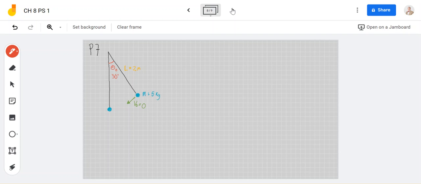So this problem is challenging because the geometry is not obvious. So when I'm looking at this, okay, I'm going to call this down here my 0 height. And where the ball starts is right here.